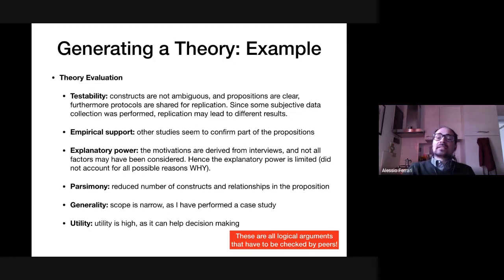Okay, and these are all arguments that, when you develop a theory, when you do an empirical study like the one exemplified, are all logical arguments that have to be checked by peers. So you write these arguments, these are just words, but the so-called reviewers of your research will check whether these arguments are sound. Okay, so there is a research community, a set of other people that will read your arguments to support your theory, and will be allowed to evaluate your work. Okay.